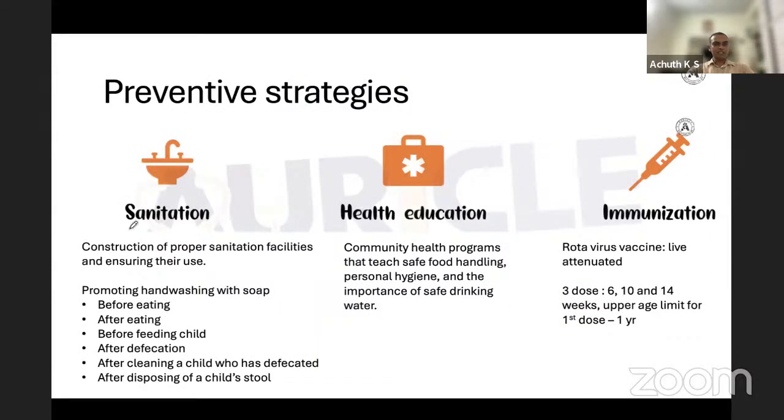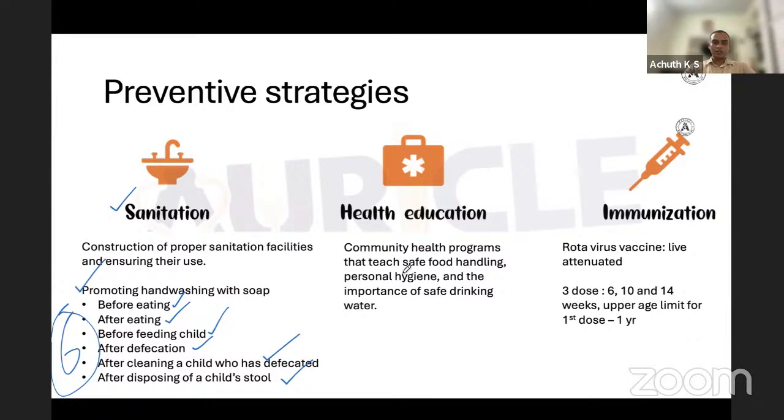Other preventive strategies are sanitation, that is construction of sanitation facilities, washrooms, etc. And promoting hand washing. Please do write this point. Without this, it will be incomplete. Promote hand washing before eating food, after eating food, before feeding the child, after defecation, after cleaning the child who has defecated, and after disposing of the child's stool. These 6 points are very important, not only for your exams, but for your whole life.